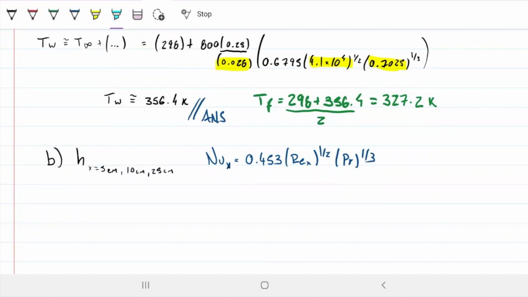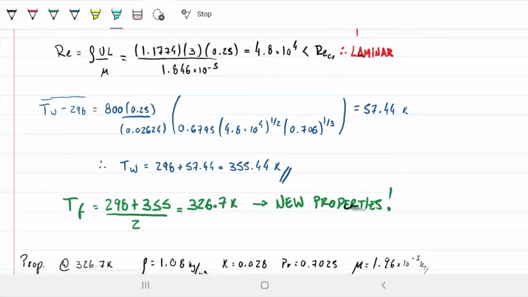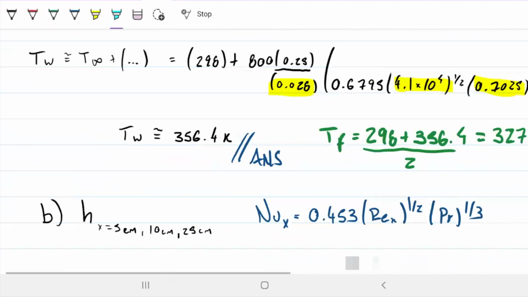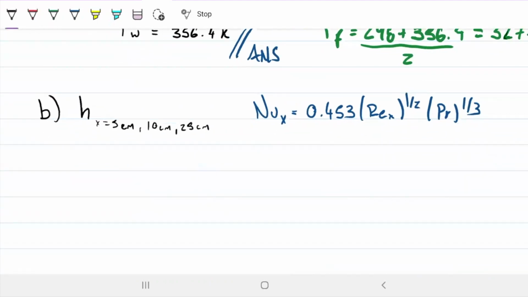So you can't use the same Reynolds every single time. I can see how a student would be tempted to use this value here, 4.1, but this is for the 25 centimeters, so this is for the whole length of the plate. If we are at a different part of the plate, that will have a different Reynolds. So we need to do one Reynolds at a time. So the first Reynolds, let's do this one at 5 centimeters. My Reynolds will be Reynolds at 5 centimeters.